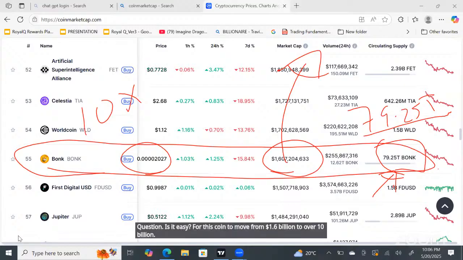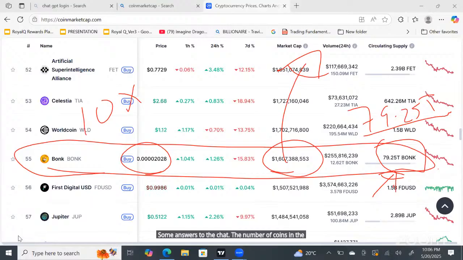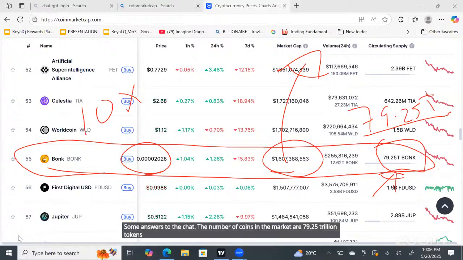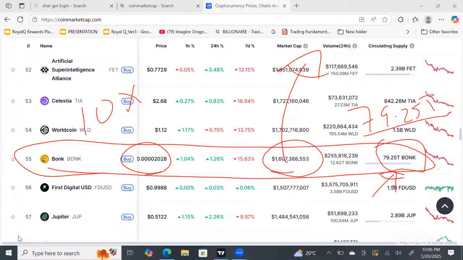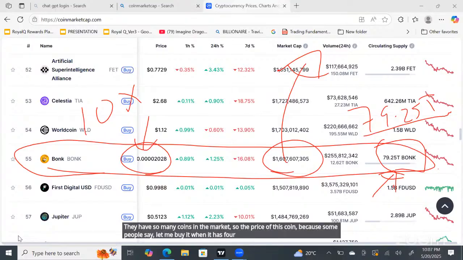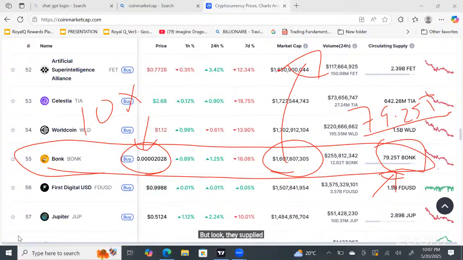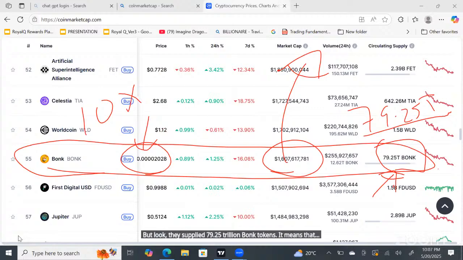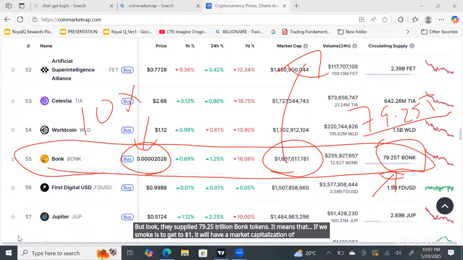Some answers in the chat. The number of coins in the market are 79.25 trillion tokens worth of bonk. The supply is too high. They have so many coins in the market. So the price of this coin, because some people say, let me buy it when it has 4 zeros. When it gets to 1 zero, I'll become a millionaire. But look, they supplied 79.25 trillion bonk tokens. It means that if this bonk is to get to $1, it will have a market capitalization of $79.25 trillion.